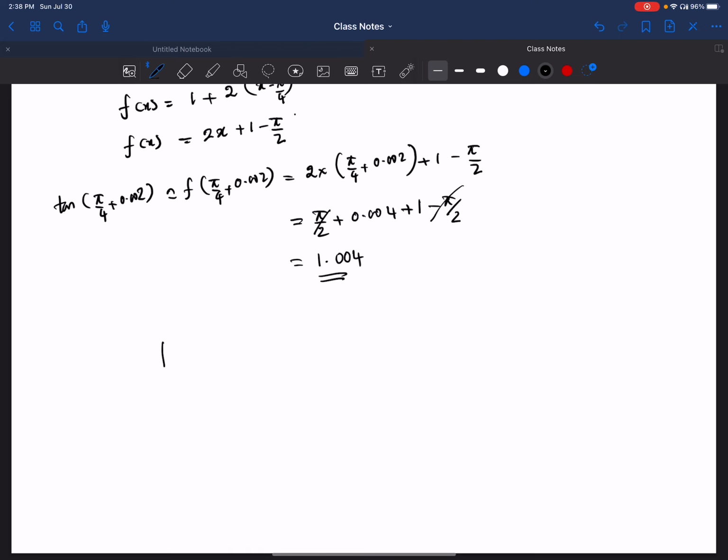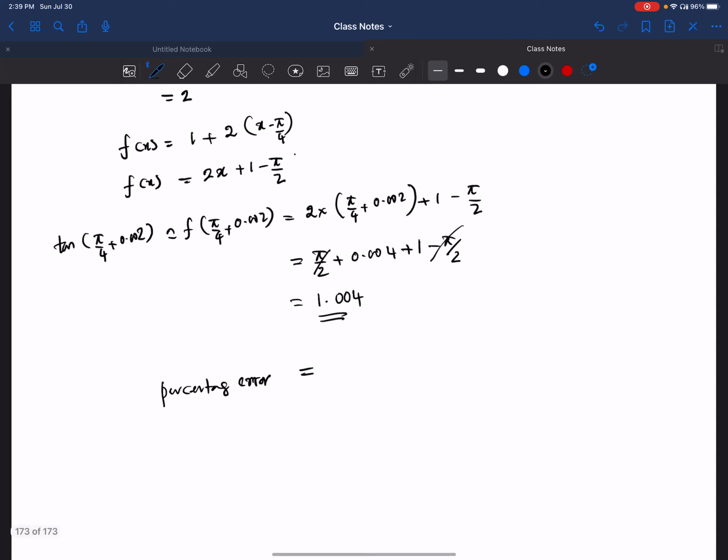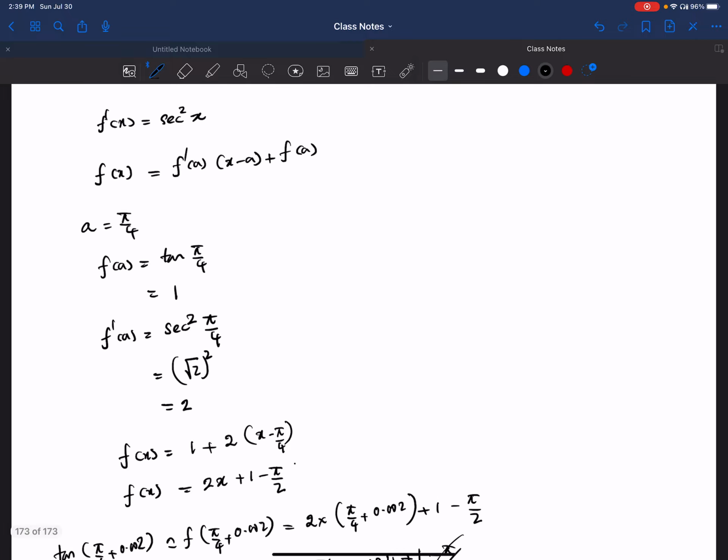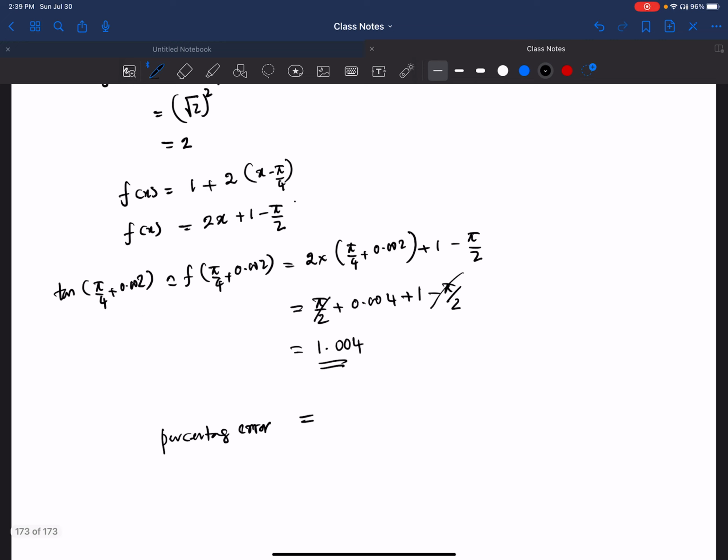So the percentage error, the calculator value should be 0.02, not 0.002. 0.02.